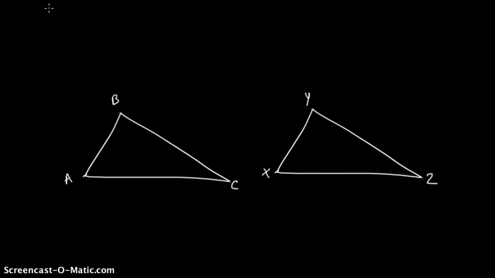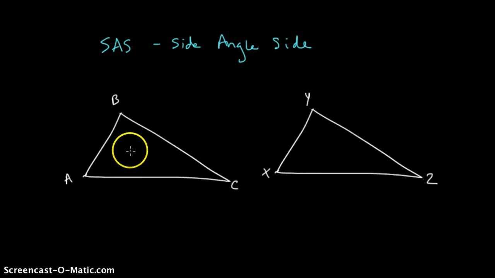Now let's look at the other rule. We call it SAS, which stands for side, angle, side. This one is a little more difficult than the first one, side, side, side. But again, all we're doing is it's a shortcut to prove congruency. You don't need to know all the angles and all the sides anymore. You just need to know a few different things, and in this case, two sides and an angle. But where the angle is really matters. So let me show you what I mean.